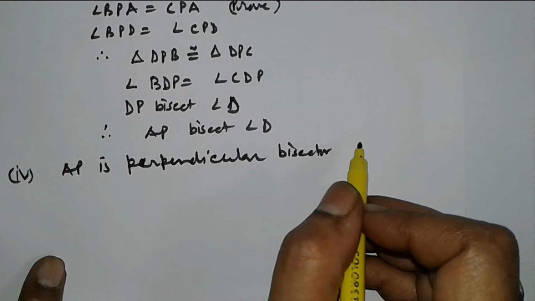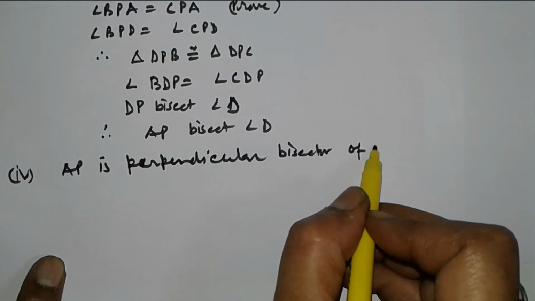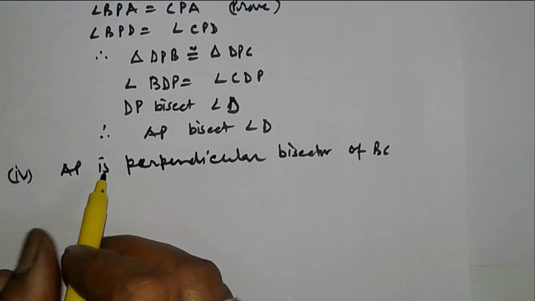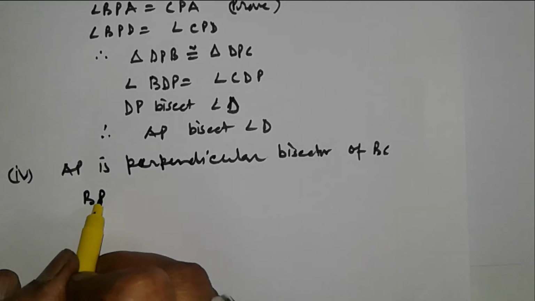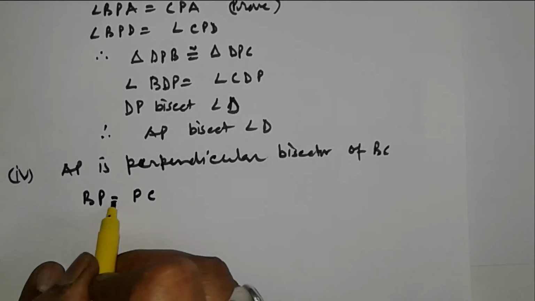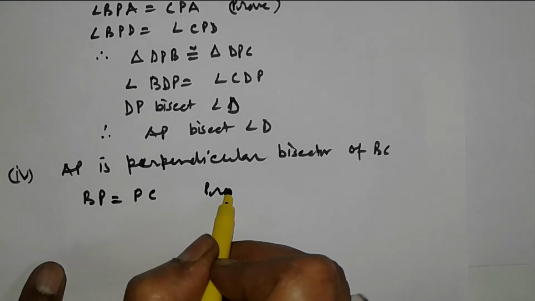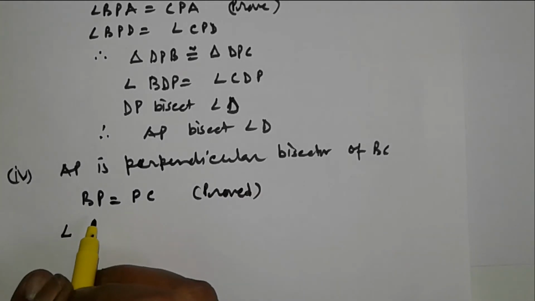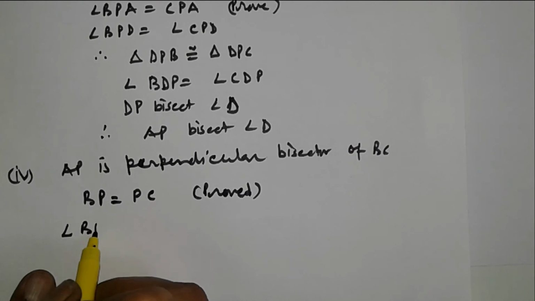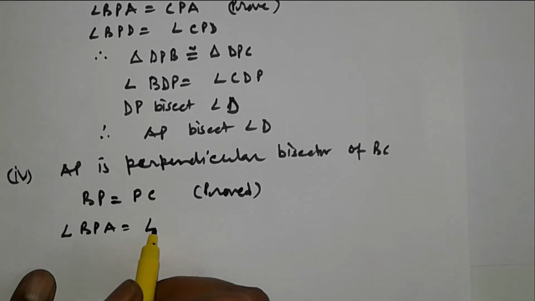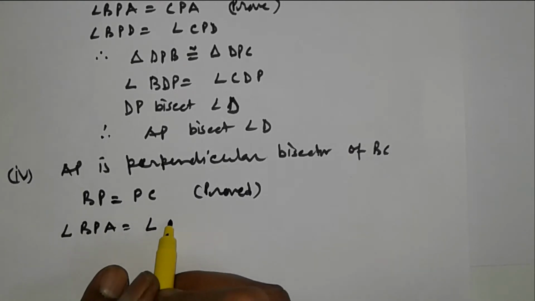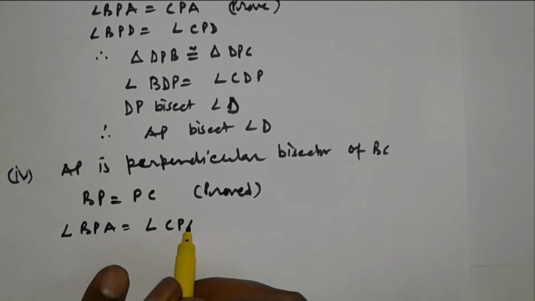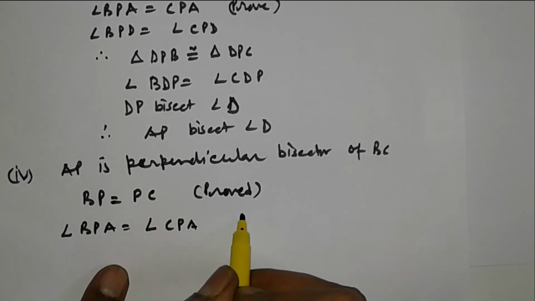Bisector of BC. We have already proved that BP is equal to PC. Now we have already proved that angle BPA is equal to angle CPA.